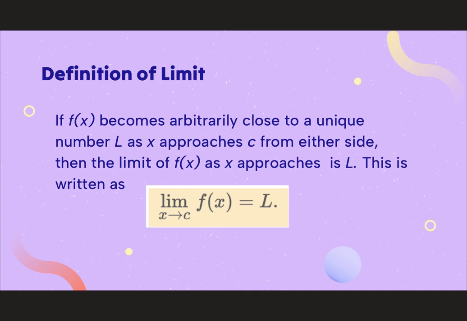If f of x becomes arbitrarily close to a unique number L, so L can represent any number, as x approaches C from either side, then the limit of f of x as x approaches C is written as that little box. So this is read as the limit as x approaches, the little arrow is read as approaches, of a value. That value could actually stay as C, and we'll talk about that towards the end, but it also could be a single number like 0 or 1, or it could be infinity, negative infinity. So it's asking you what's happening to this function as that x is approaching that value.